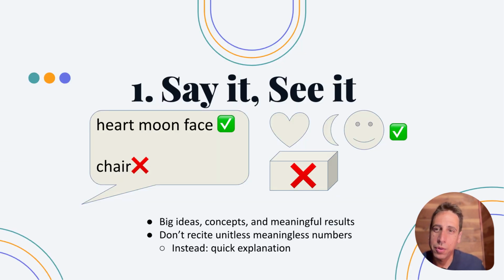So first principle is say it, see it. If you're going to say heart, moon, face, then we want to see a heart, moon, and a face in your presentation. That's good. Don't say chair if we can't see a chair, and don't show us a box if you're not going to talk about it. So whatever we say, we also have to see. This applies to most of the big presentations and big ideas and big concepts and meaningful results.